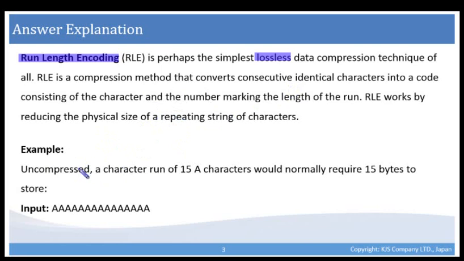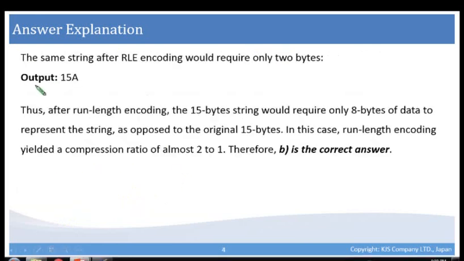Let's have a little look at an example. Uncompressed, a character run of 15 A characters would normally require 15 bytes to store. Here you can see we've got our 15 A's in a row, and each one is going to take 1 byte to store. Let's look at how we could use RLE to encode this data. In this slide we have 15 A's in a row, and we use run length encoding to encode this. The output is shown here, which would just be 15A, and this signifies to the computer that there's going to be 15 A's in a row.